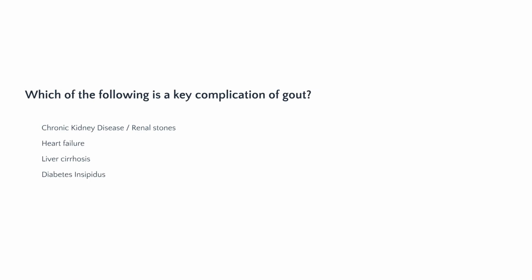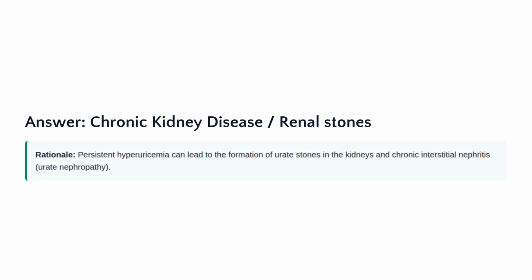Which of the following is a key complication of gout? Chronic kidney disease and renal stones are key complications. High uric acid levels can damage the kidneys and contribute to uric acid stone formation.